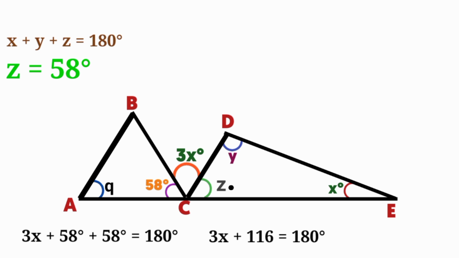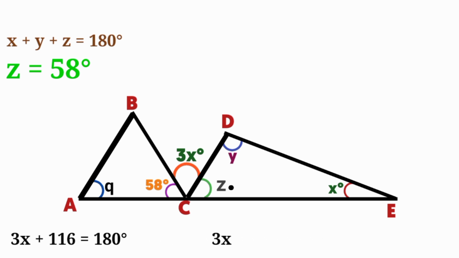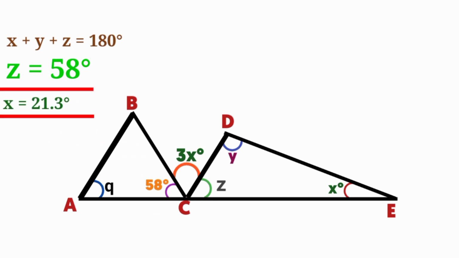So we're going to have 3x is equal to 180 degrees minus 116. Press your calculator, 3x is now equal to 64 degrees. To find the exact value of x, we divide both sides by 3, so x is equal to 64 degrees by 3. Then press your calculator, x is equal to 21.3 degrees. So we find the value of x to be 21.3 and that of z to be 58 degrees.